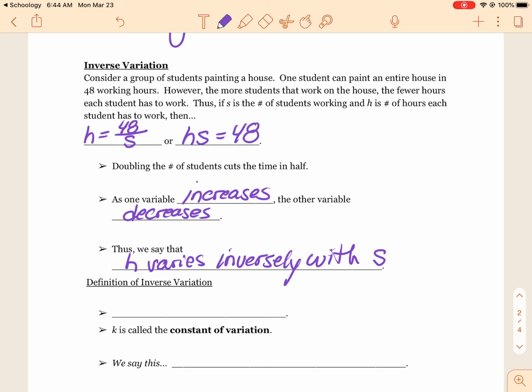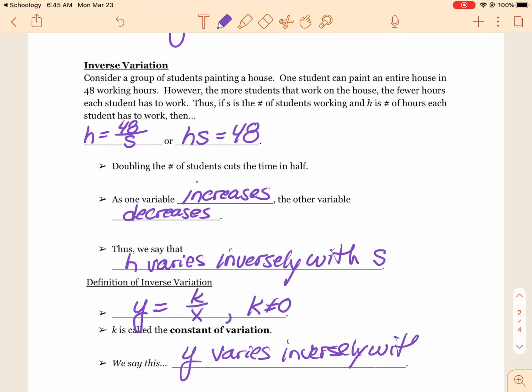There's a third one. So the definition would be y equals k over x, and again, k cannot equal 0. K is still the constant of variation. And like we said in the example before, y varies inversely with x. So you're going to see different problems where they might say something varies directly, and you're using the equation above. They might say it varies inversely, and you're using this y equals k over x.